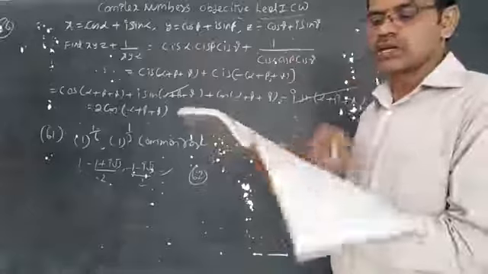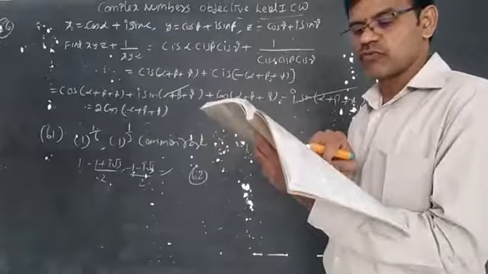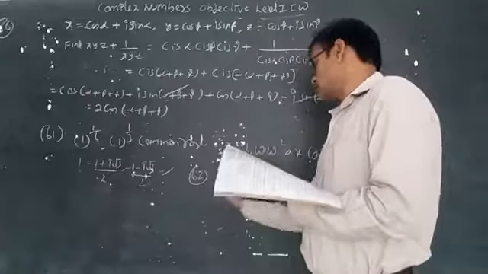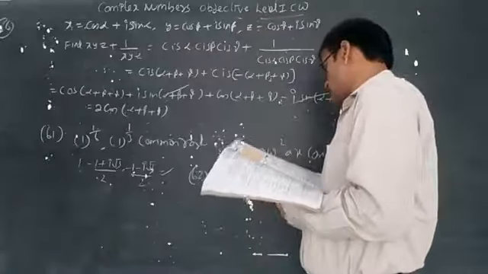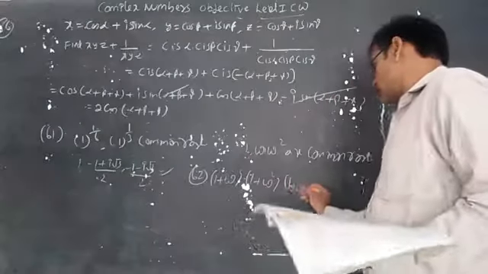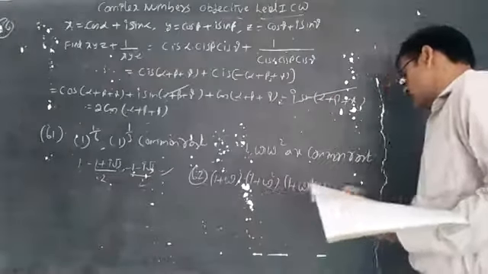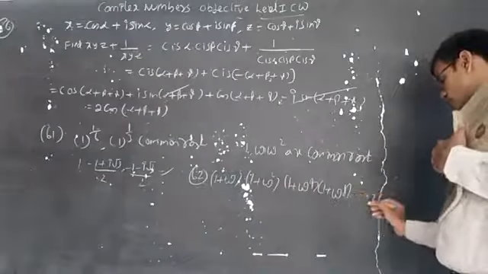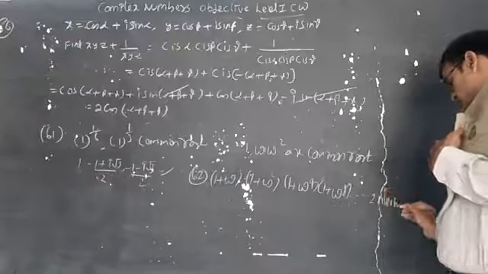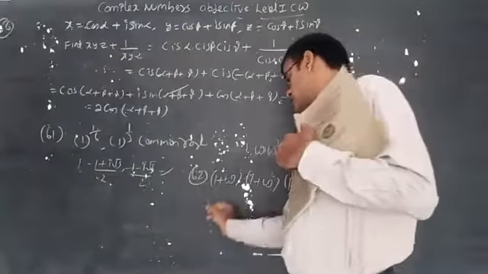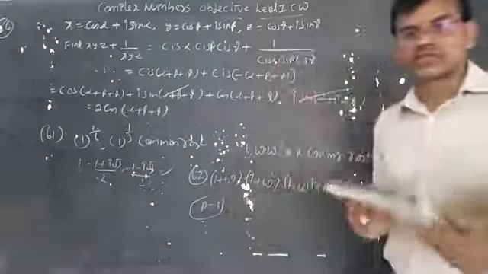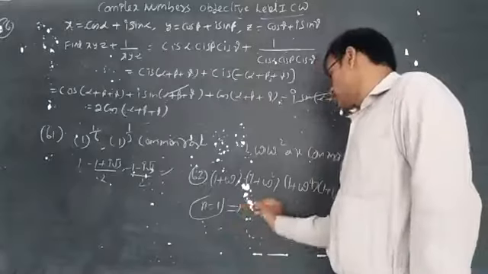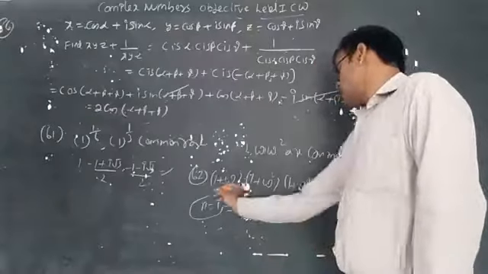62. Omega is a complex cube root of unity, then find the value of 1 plus omega into 1 plus omega square into 1 plus omega power 4 into 1 plus omega power 8 and so on until 2n terms. So let us do the shortcut. n is equal to 1. So whenever n is equal to 1, 2n means 2 into 1. So 2 terms you take. Only 2 terms. That is, consider these 2 terms.